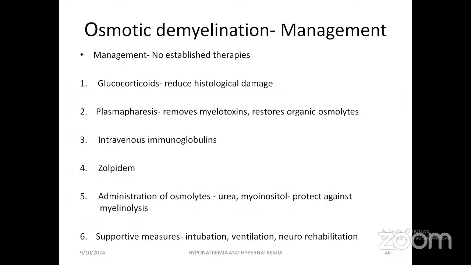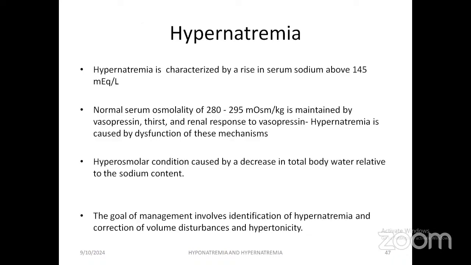Coming to management, there are no established therapies for treatment of osmotic demyelination, but the tried therapies are glucocorticoids. They reduce histological damage. Plasmapheresis removes myelotoxins and restores organic osmolytes. Others include intravenous immunoglobulin, zolpidem, administration of osmolytes like urea and myoinositol, which protect against myelinolysis, and supportive measures like intubation and ventilation. If the patient survives, they may need neurorehabilitation for a longer period.